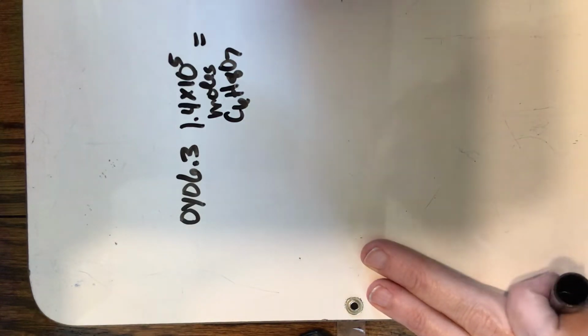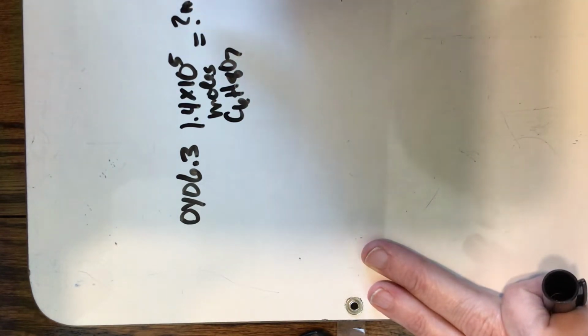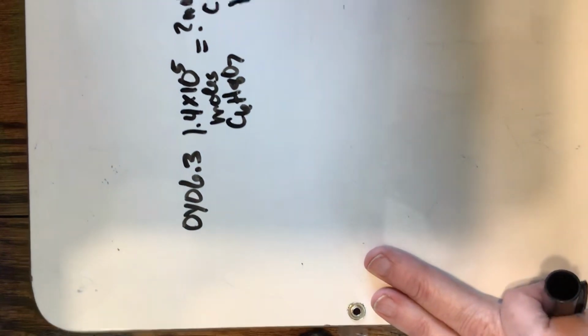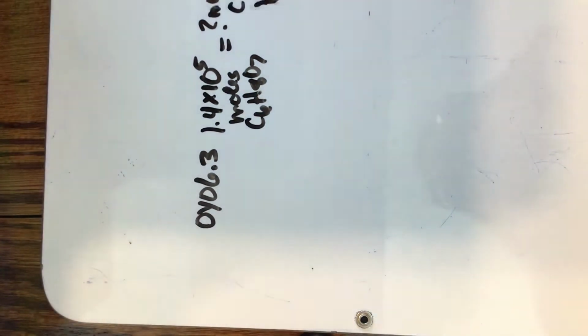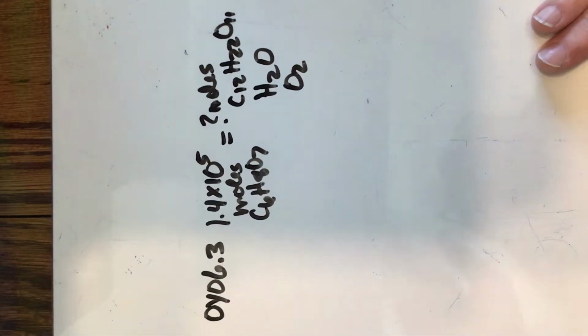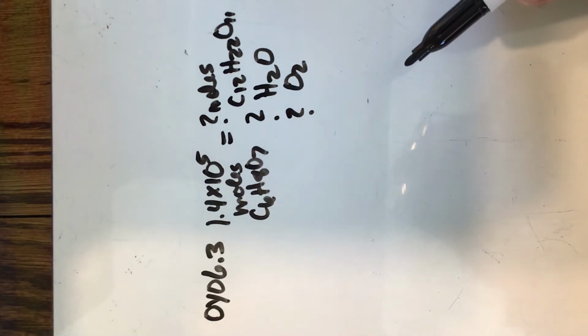And so basically we're going to say how many moles of all the things that we mixed up: how many moles of C12H22O11, how many moles of H2O, and how many moles of O2. So we're going to find all 3 of those, okay? That's my question. So we're going to have to look for 3 things.